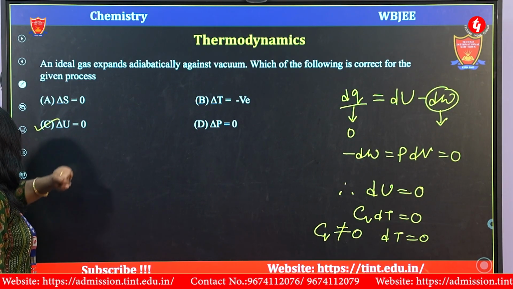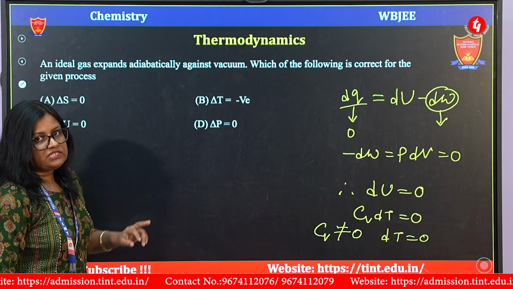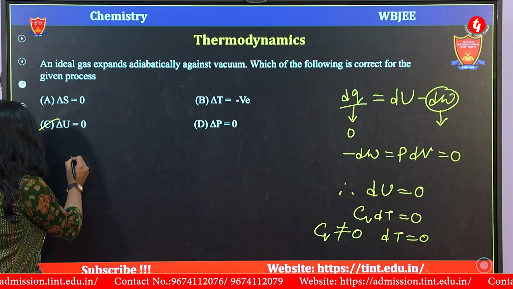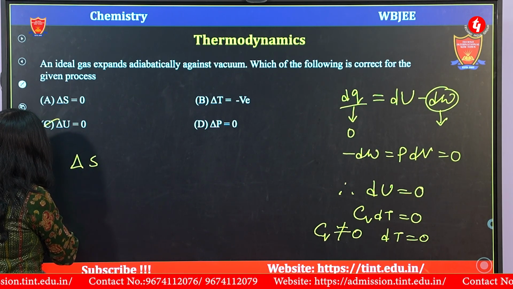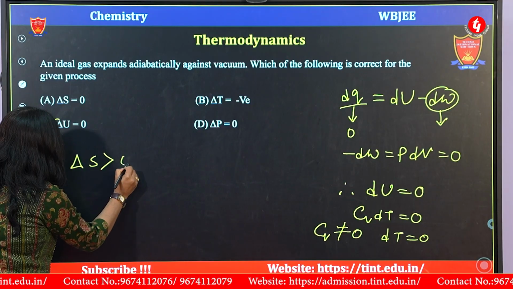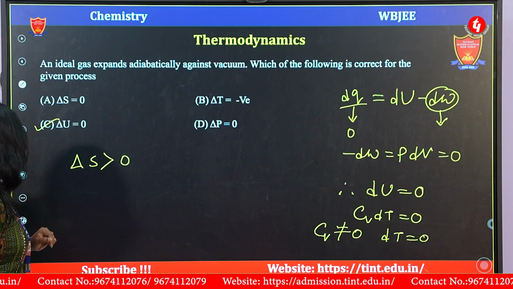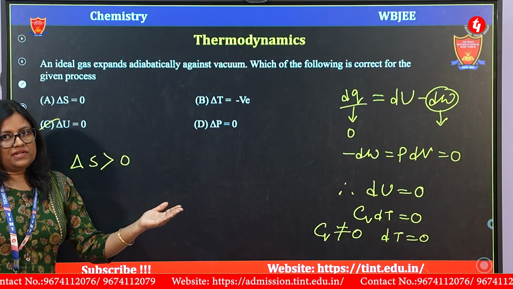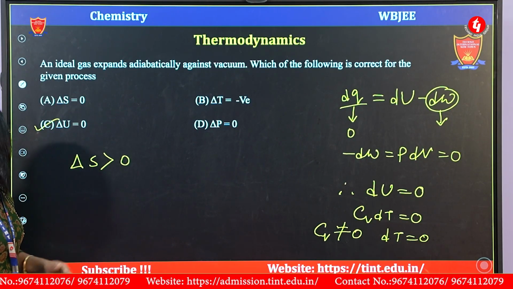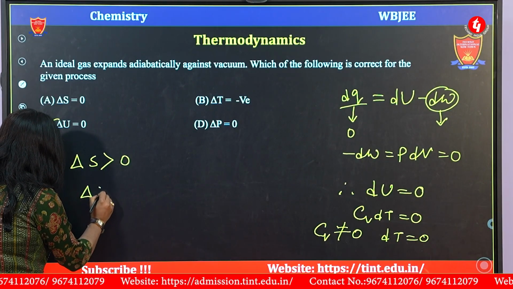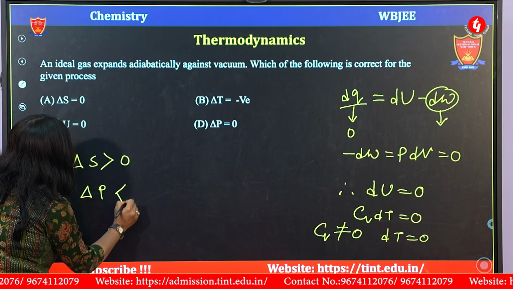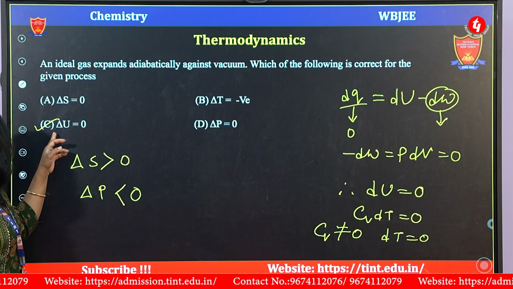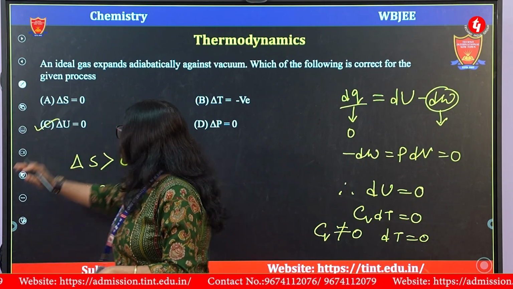Delta S, as the process is expansion, entropy always increases. So, delta S is greater than 0 for this process. Now, delta P, as the gas expands, pressure decreases. So, delta P is negative, less than 0. So, the only correct statement is delta U equal to 0.